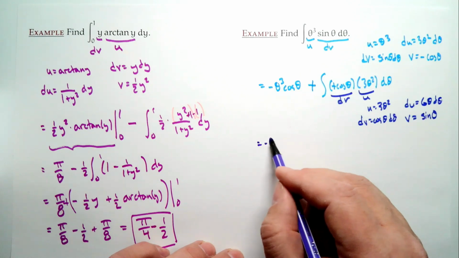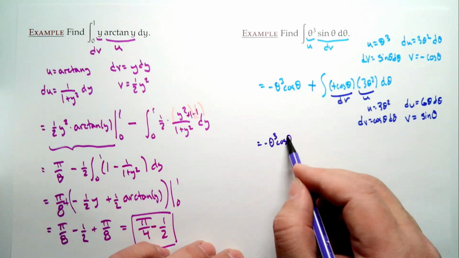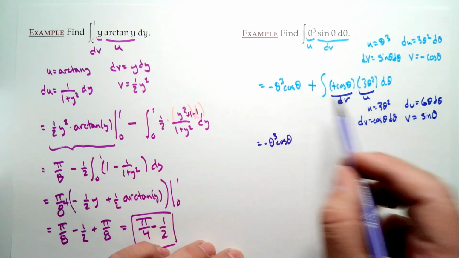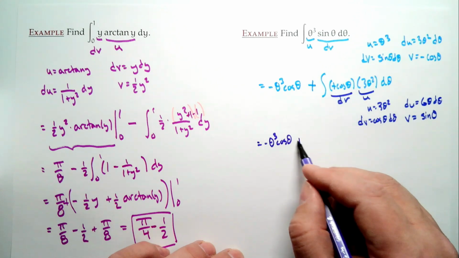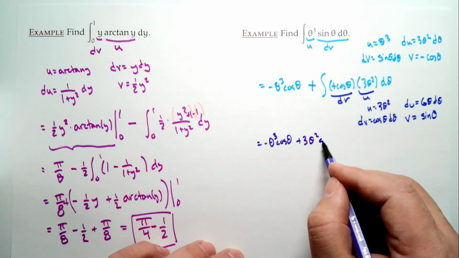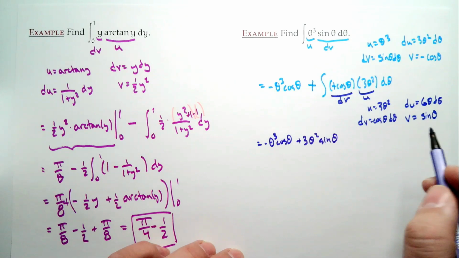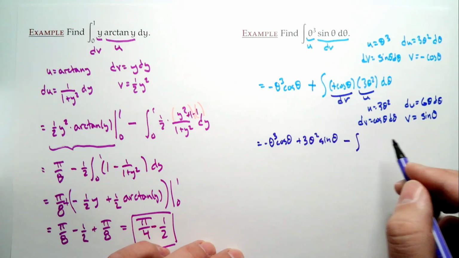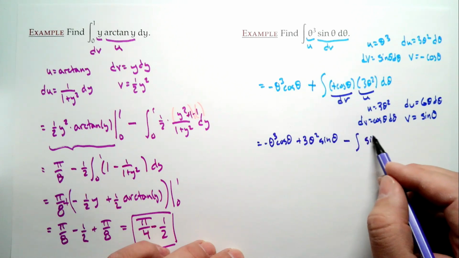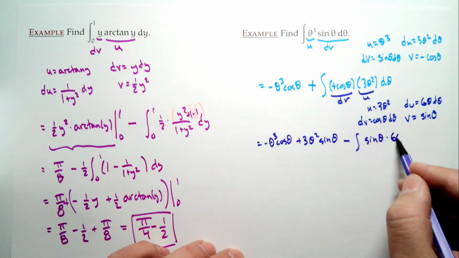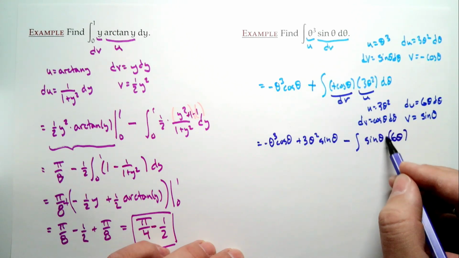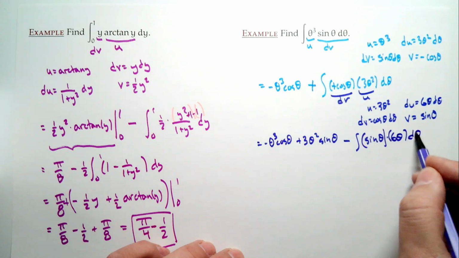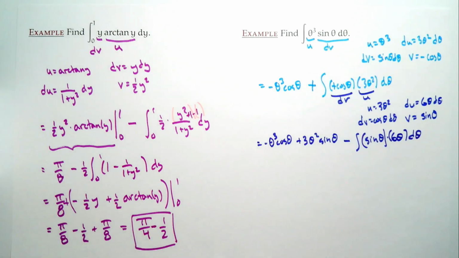All right, so the nice thing is there's a plus here. So we have minus theta cubed cosine theta. That's still there. That hasn't changed. Plus uv, so 3 theta squared sine theta, minus the integral of v du. So minus the integral of sine theta times 6 theta d theta. Okay, now what should we do for this integral?